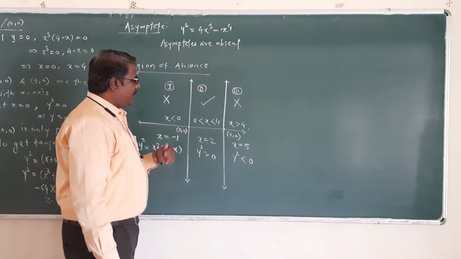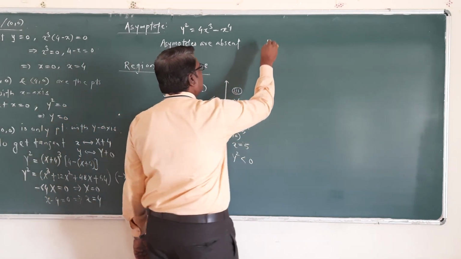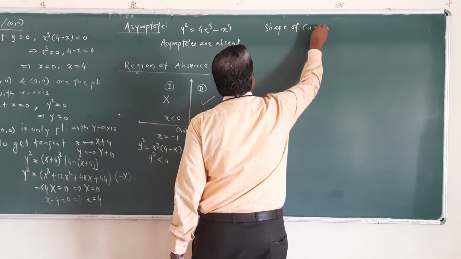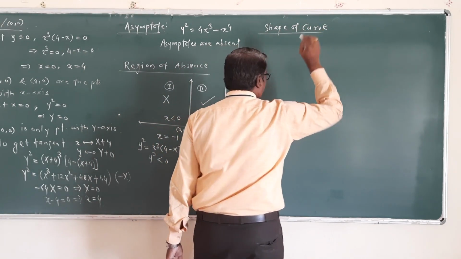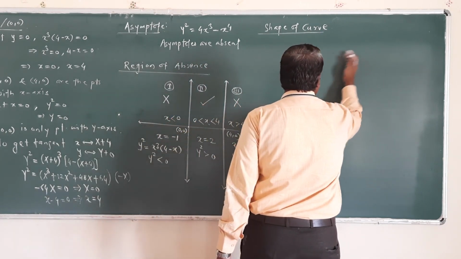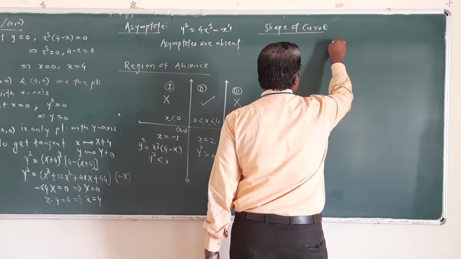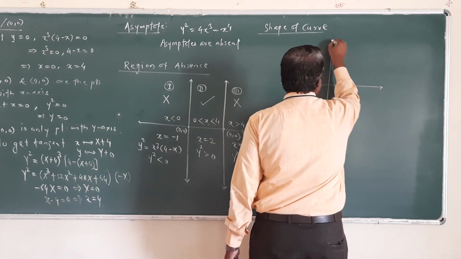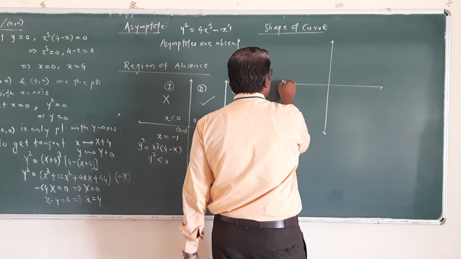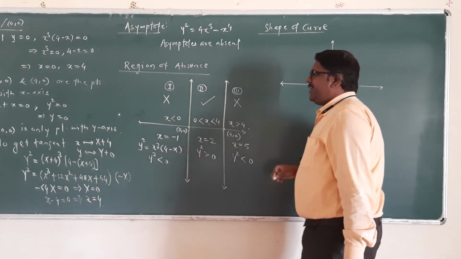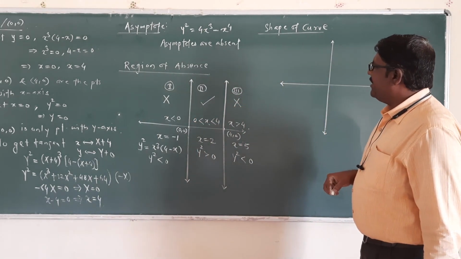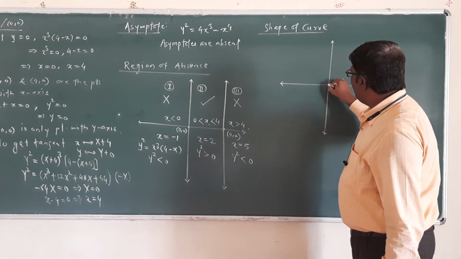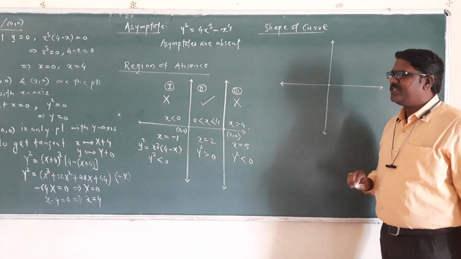Okay. So now we will proceed to the last point, that is the shape of the curve. Now when tracing the curve, first we will draw the x-axis and y-axis. Now symmetry we will see at the last. Second point, origin. Yes, origin is present. So I will plot it as a dot.